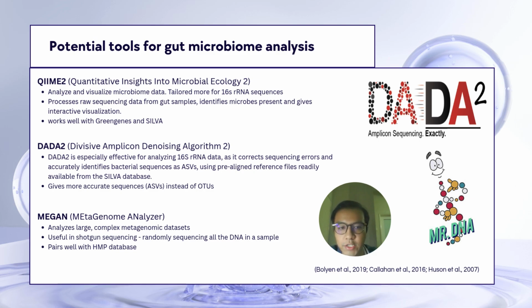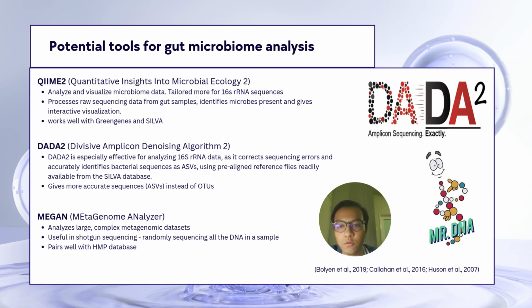Now let's discuss some potential tools that can be used alongside the databases mentioned for gut microbiome analysis. First, we have QIIME2, which stands for Quantitative Insights into Microbial Ecology 2. It analyzes and visualizes microbiome data and is tailored more specifically for 16S rRNA sequences. Some key features include processing raw sequencing data from gut samples, identifying the microbes present, and providing interactive visualization. It works well with Greengenes and Silva.